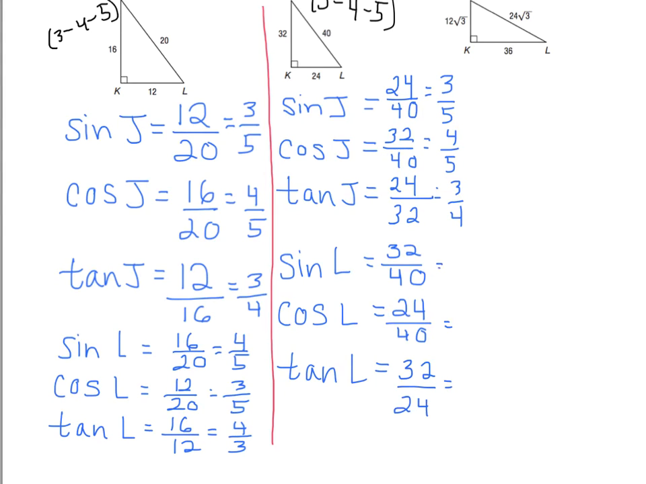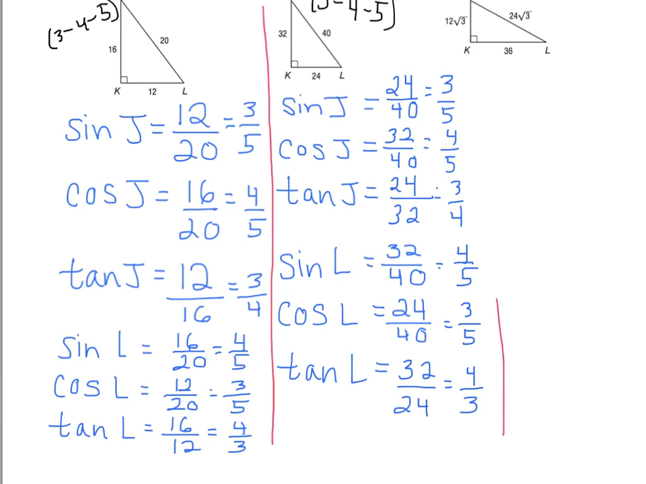Again, reducing those fractions down, sine is going to become 4/5, cosine is going to be 3/5, and tangent is going to be 4/3, you guys.